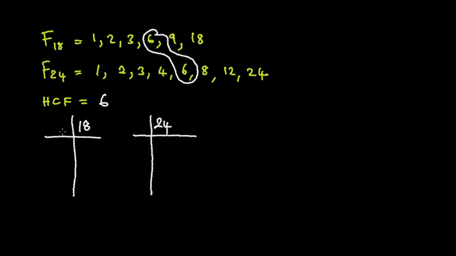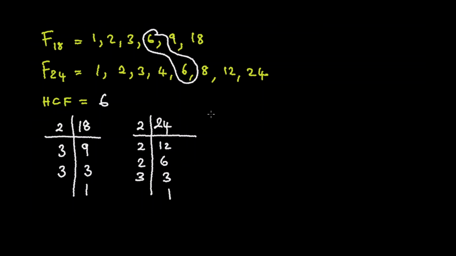Saka zvamunoita apa manje ndezvekuti the lowest number inopinda muna 18 ndi 2. 2 into 18 ndi 9. The lowest inopinda muna 9 ndi 3. 3 into 9 ndi 3. Then the lowest into 3 ndi 3. 3 into 3 ndi 1. Kwapera uko. 2 panapa into 24 ndi 12. 2 into 12 ndi 6. 2 into 6 ndi 3. 3 into 3 ndi 1.